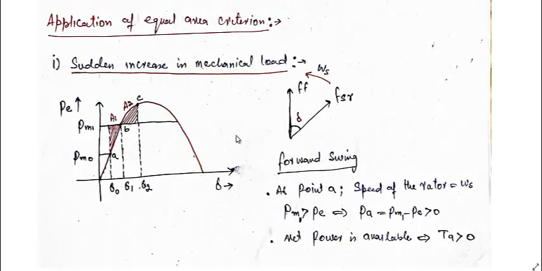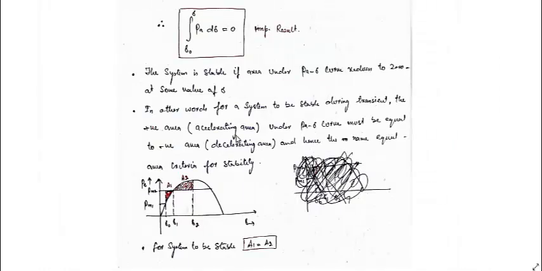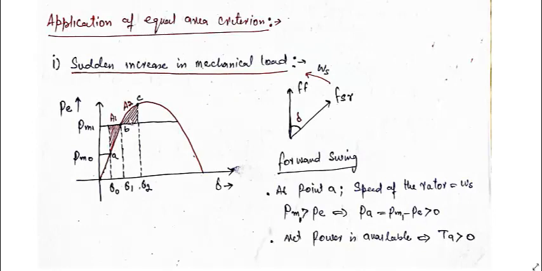Coming to the application of the equilibrium criteria, I haven't explained it properly here because I will do it on this case, because it's just an application of this. We'll discuss the application of equilibrium criteria. So the first one is a sudden increase in mechanical load.